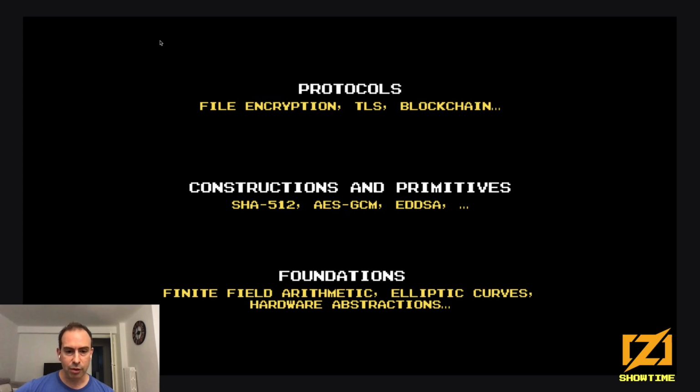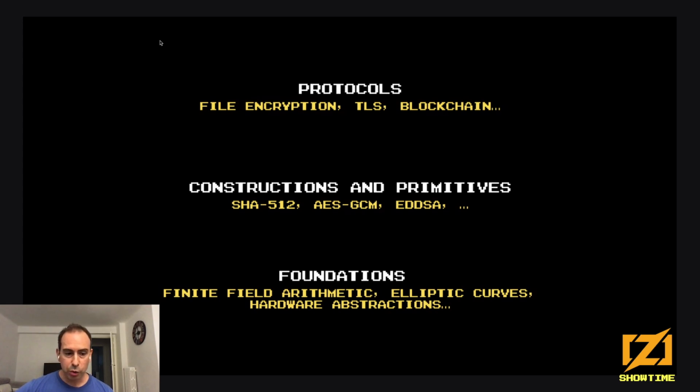But also, on top of this kind of APIs, you can find protocols. And when I say protocols, this is not just network protocols. It could be a file format to encrypt files. It could be TLS. It could be a specific blockchain. So all these high-level APIs are built on top of what's in the middle, on top of constructions and primitives. So a different set of APIs. And at the very bottom, we have a bunch of foundations, such as being able to do finite field arithmetic or even hardware abstractions. Still a different kind of APIs.